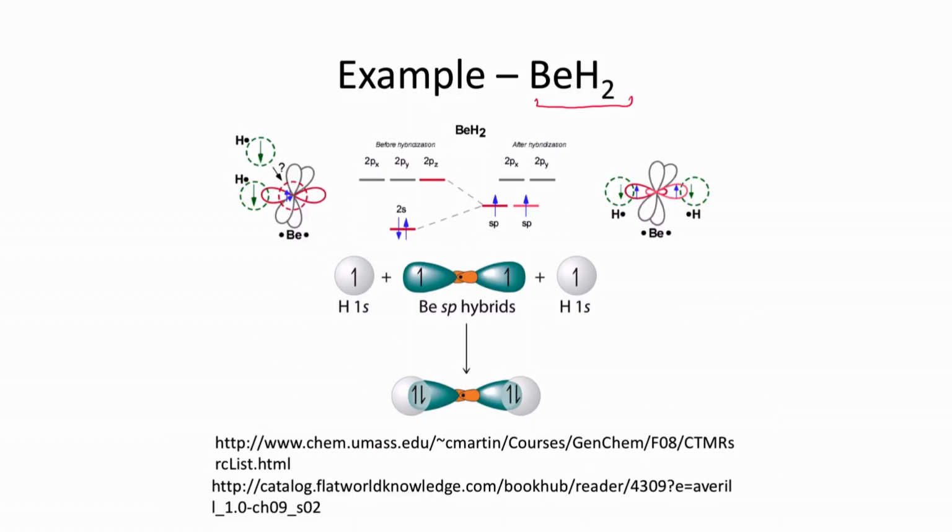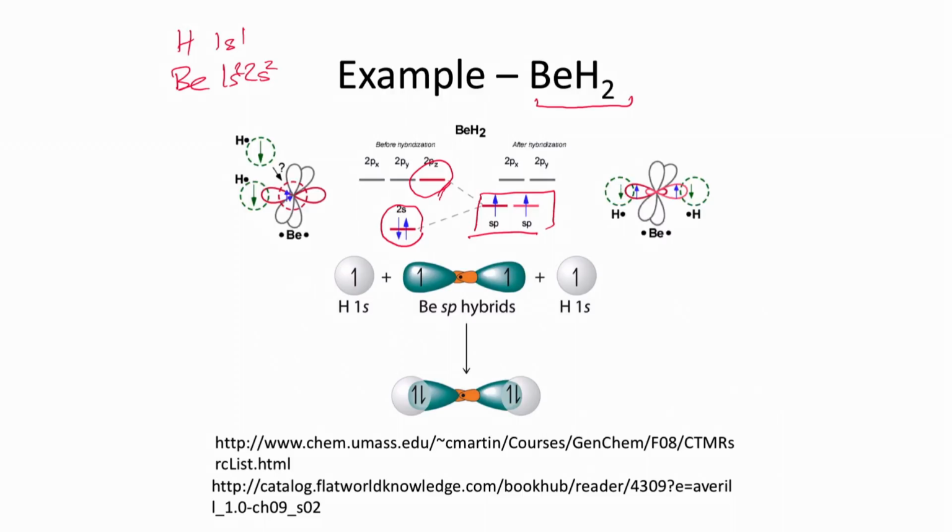On the top left is the unhybridized beryllium and two hydrogens. Just to refresh your memory, hydrogen is 1s1, beryllium is 1s2, 2s2. So the point is that the beryllium would only have electrons in the 2s subshell and nothing in the 2p. I'm going to take this 2s and this 2p and combine them to make sp hybrid orbitals. Two sp hybrid orbitals.